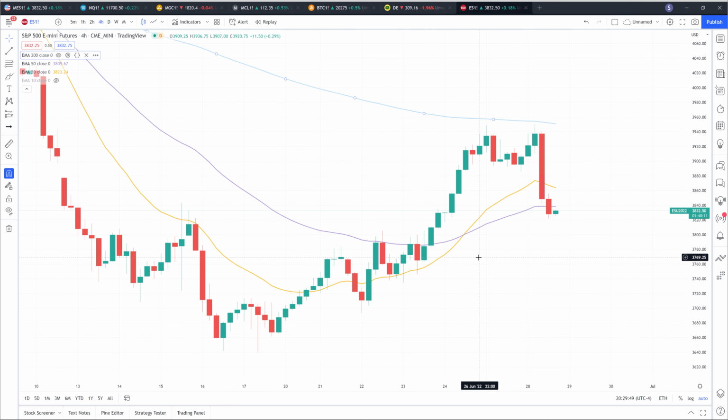So another important thing, before you could even see it, I moved to the 4-hour time frame, and I moved there for a very important reason.